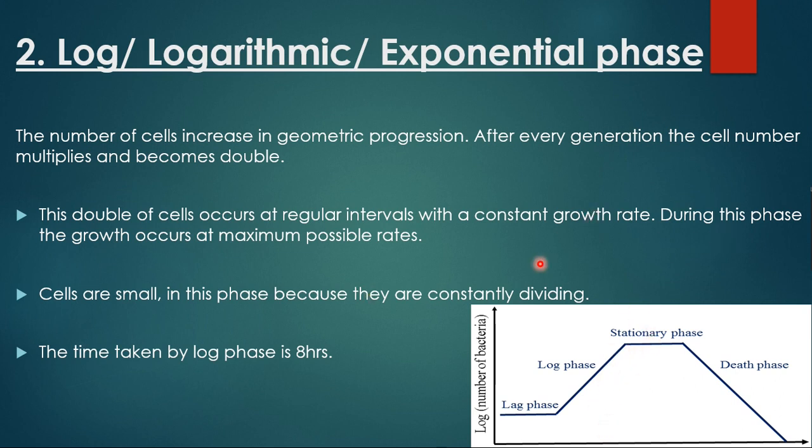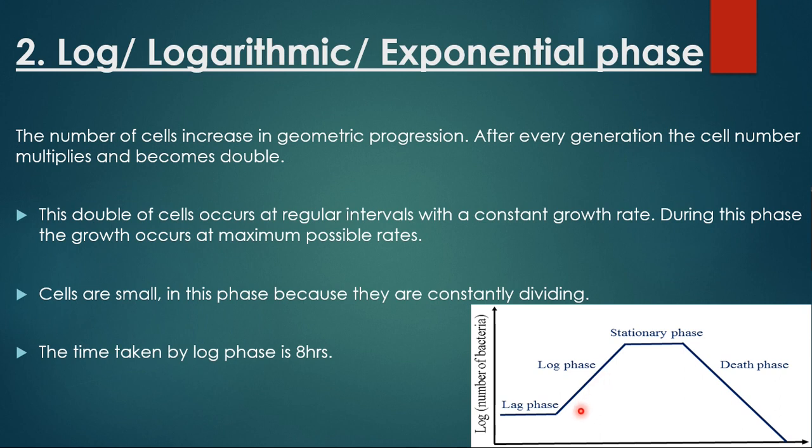Okay. During this phase, growth occurs at the maximum possible rate, by utilizing all the nutrients present in the available environment. Cells are very small, obviously, because they are constantly dividing, so they will be small in size. And the time taken for this log phase will be about 8 hours. The actual rate of growth, or the slope of the line in the figure, depends upon the growth conditions. Though nutrients are present, if the environmental conditions are not making them divide, there will be a lesser exponential, that is, log phase.